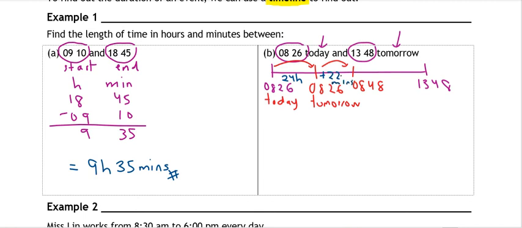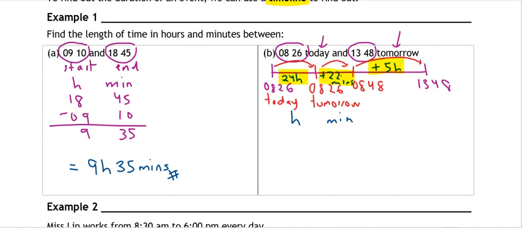And finally, I will jump from 0848 to 1348. So 13 minus 8: 1, 2, 3, 4, 5, 6, 7, 8. So you will have another 5 hours. So your answer will be the duration between all of this. Okay, so you have it already. You just add them together.